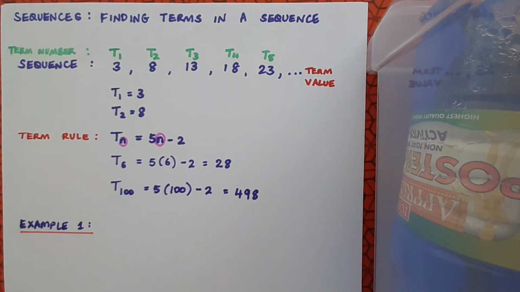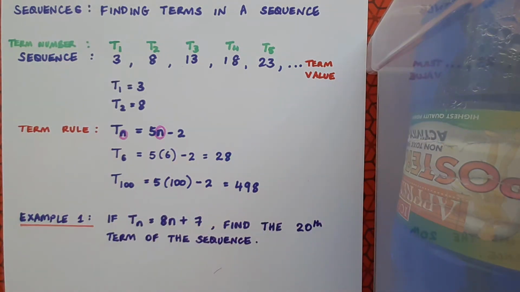I don't even necessarily need to know the rest of the sequence, as we'll see in this example. So this example gives me a term rule. It says Tn equals 8n plus 7. And it asks me to find the 20th term of the sequence. Well, this is easy to do.